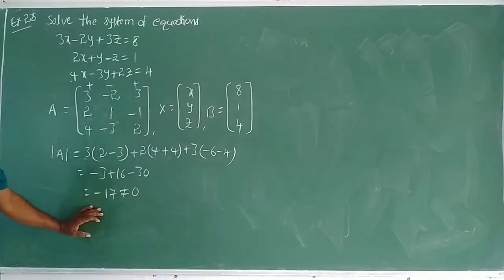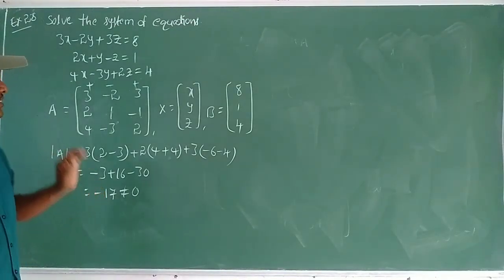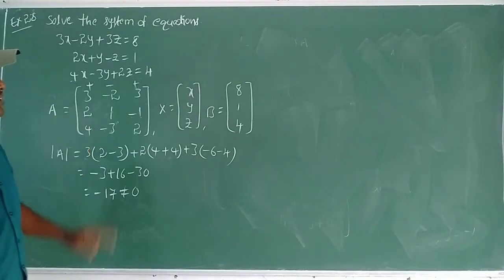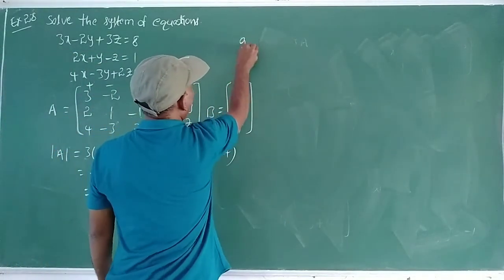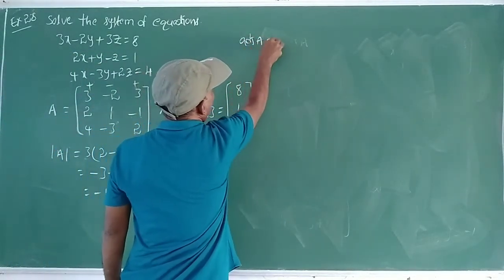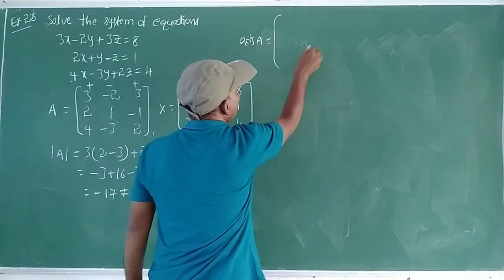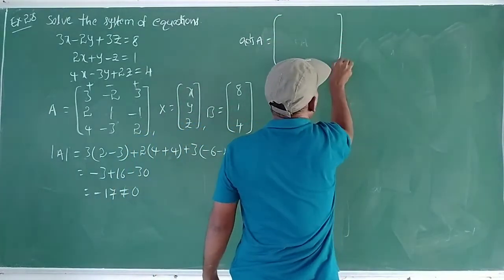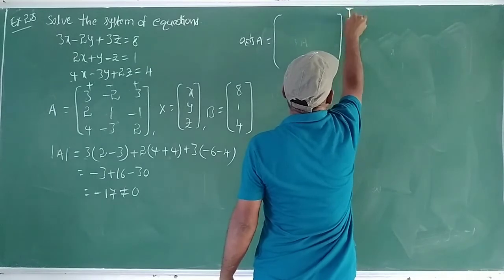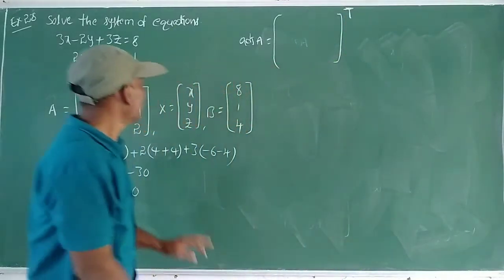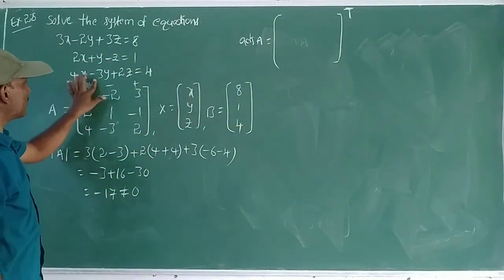It is a non-singular matrix, so the inverse exists. Next, adjoint A. There is one shortcut method. Adjoint A equal to the transpose, T.